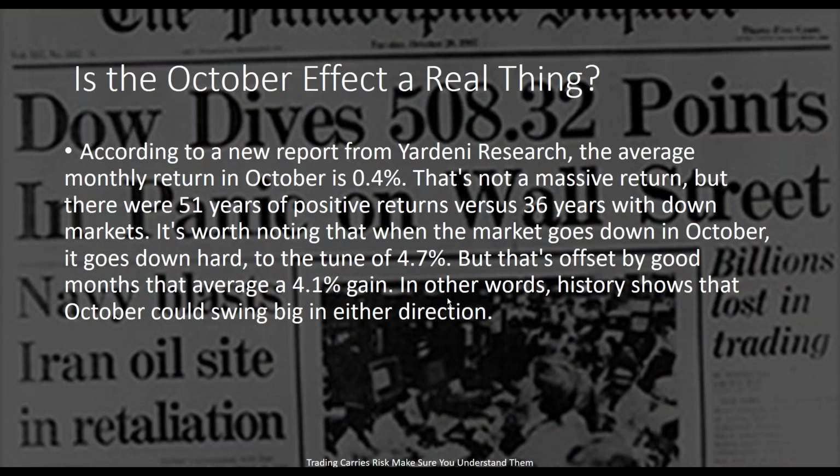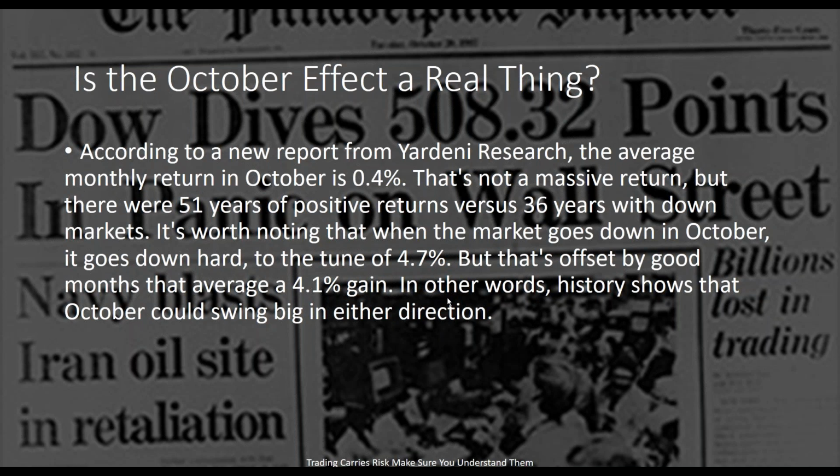According to a new report, the average monthly return in October is 0.4%. That's not a massive return, but there were 51 years of positive returns versus 36 years with down markets. It's worth noting that when the market goes down in October, it does go down hard, to the tune of 4.7%. So even though we've had historically big crashes in the month of October, overall, October's been a positive month.